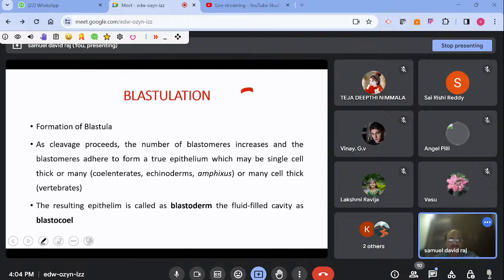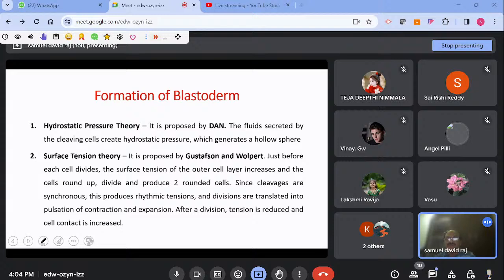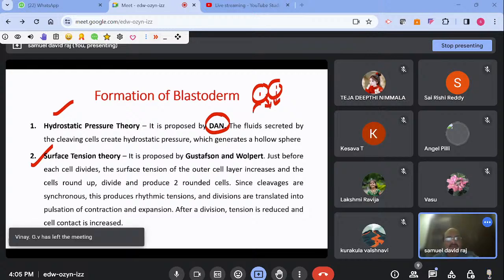Let's see the morula, which is said to be ball-like with cells inside and outside, how it transformed to form the blastula, which has space inside. There are two theories proposed here. One is called the hydrostatic pressure theory. The other is called the surface tension theory. Hydrostatic pressure theory is proposed by Dan. What he says is the cleaving cells release certain watery contents between the spaces present between the cells.